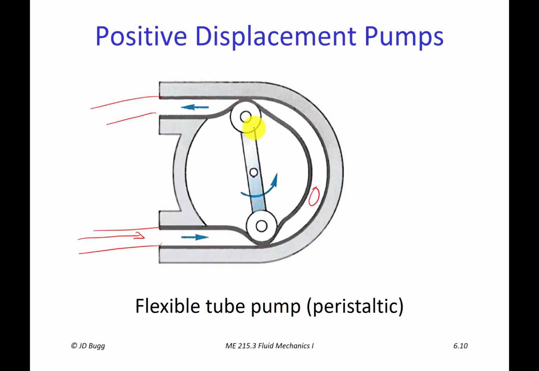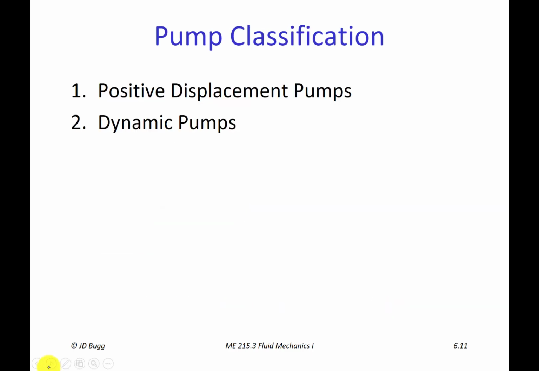Some of them have more than 2 rollers, maybe 3 or 4 rollers, but they provide a trapped volume of fluid by pinching this rubber or plastic hose as they move around. One good thing about these peristaltic pumps or flexible tube pumps is there's really no leak path for the fluid to get out of that rubber tube. As long as the rubber tube doesn't break, there's no rotating shaft penetrating the pump housing where there could be any leaks. So these are very popular in medical applications. So that's positive displacement pumps.